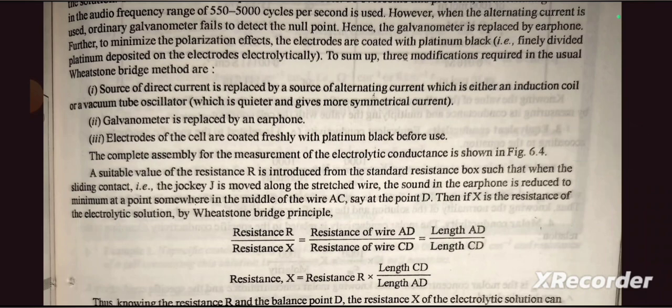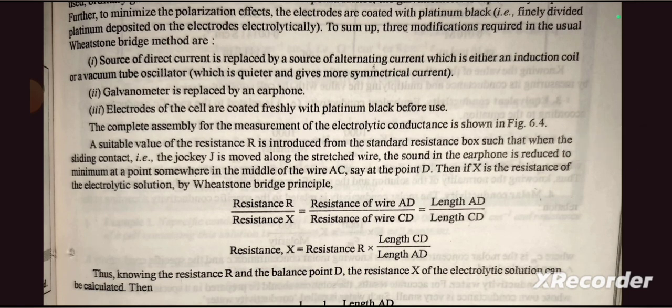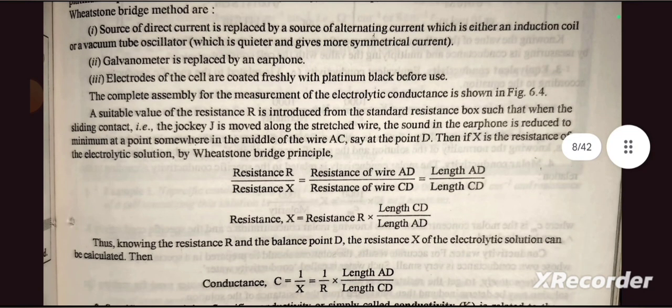electrolytically. To sum up, three modifications required in the usual Wheatstone bridge method are: first, source of direct current is replaced by a source of alternating current, which is either an induction coil or a vacuum tube oscillator, which is quieter and gives a more symmetrical current. Second, galvanometer is replaced by an earphone. Third, electrodes of the cell are coated freshly with platinum black before use.